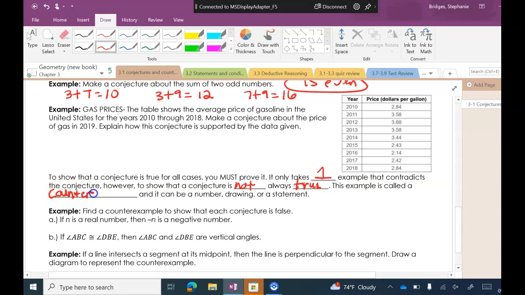Sorry, I'm trying to write it, but my pen is not working. A counterexample, that's missing.